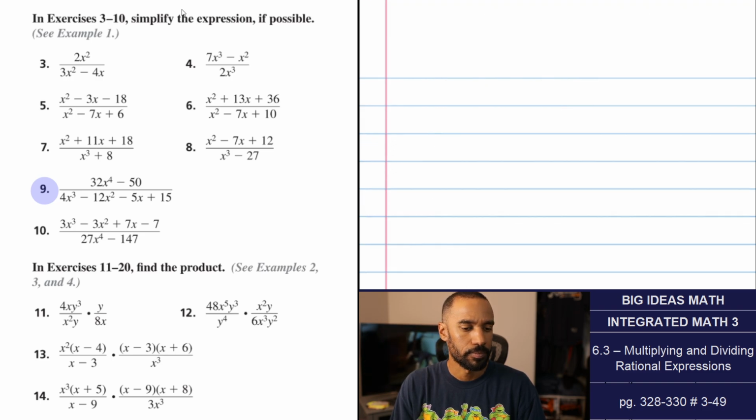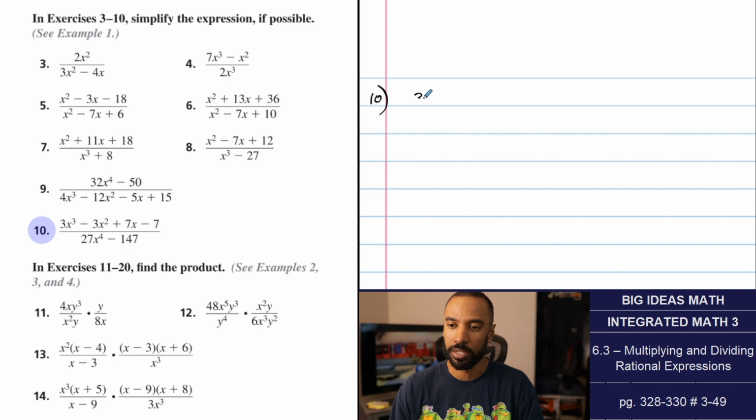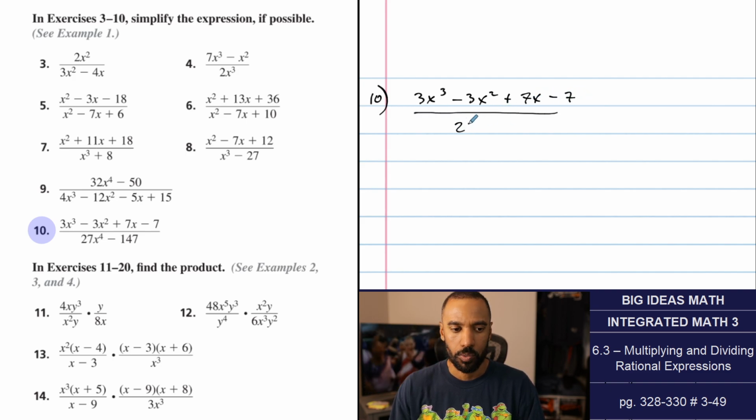Number 10. I guess it's a lot like number 9. We have factoring by grouping and some quadratic form quartic. Let's just be careful on everything I do on factoring. Don't want to make mistakes. One little slip up changes everything. Okay, 27x to the fourth minus 147.